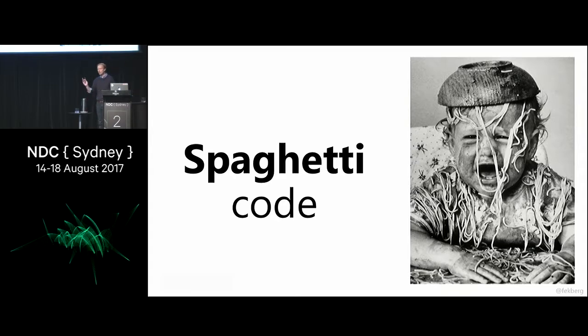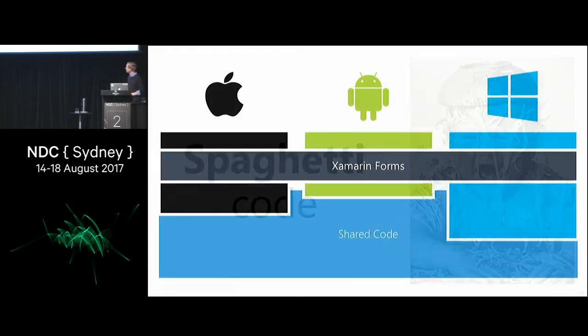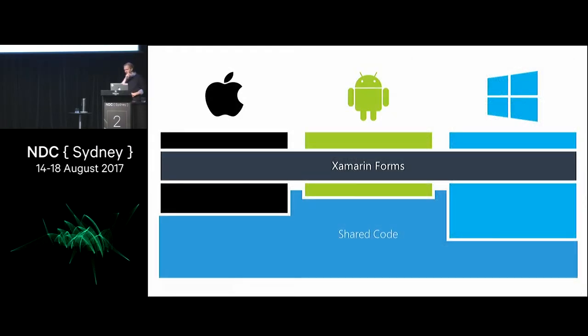Anyway, we want to avoid spaghetti code, and the way that we do that is by trying to abstract our solutions. Have an interface, do the implementation in one place, and don't add a lot of platform-specific code in your shared projects. And what we can do is try and introduce a little bit of Xamarin Forms. So we're adding one more thing to our bowl of spaghetti.